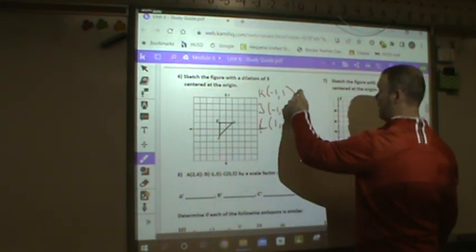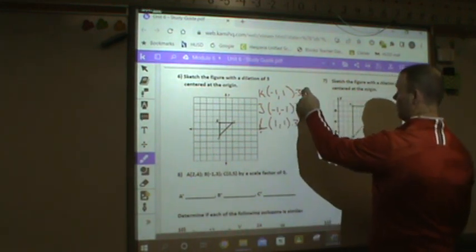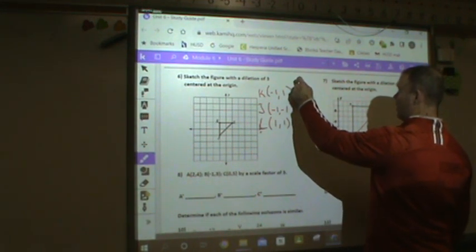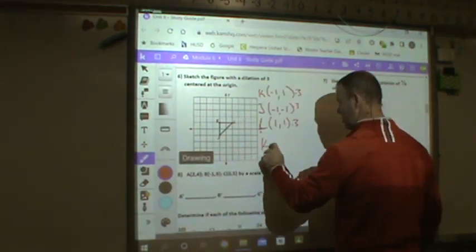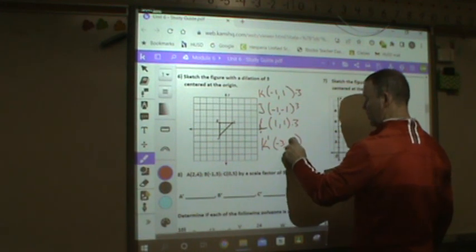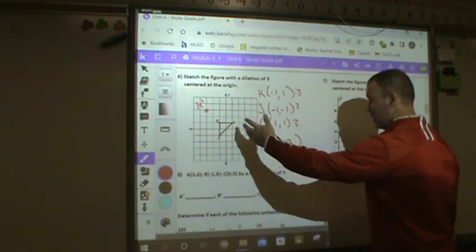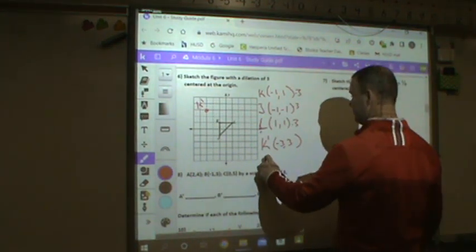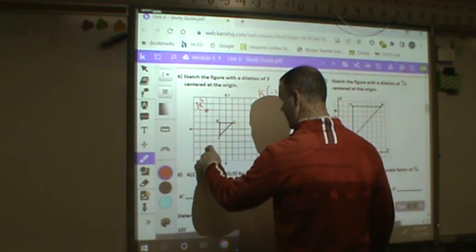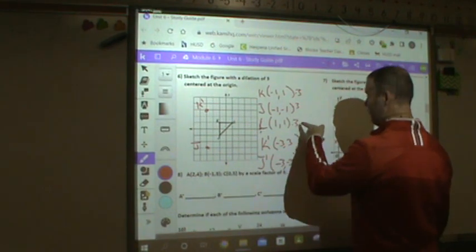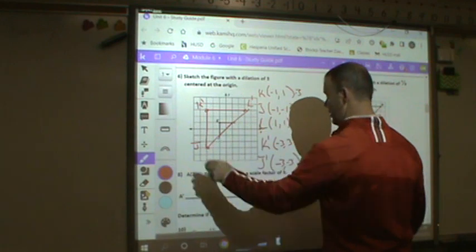My scale factor, dilation of 3, so everything gets multiplied by 3. Everything gets multiplied by 3. So K prime is going to be -3 and 3. I'm running out of space here, so I'll just do this down here. So I go to -3, +3, there's K prime, mark it because it's a diagram. J prime is going to be -3, -3, so I go -3, -3, J prime, and L prime would be 3 and 3, so you go over 3, up 3, boom, boom, boom, there's your diagram.